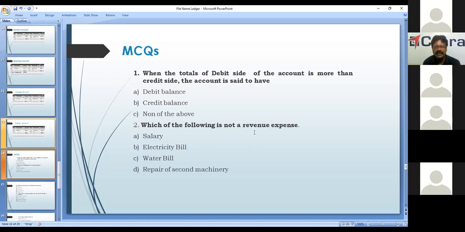Electricity bill is recurring. Water bill also, every month we have to pay. Repair to second-hand machinery. Purchase of machinery falls in the capital account. So this is a capital expense. Which of the following is not a revenue expense? Repair to second-hand machinery is not a revenue expense.